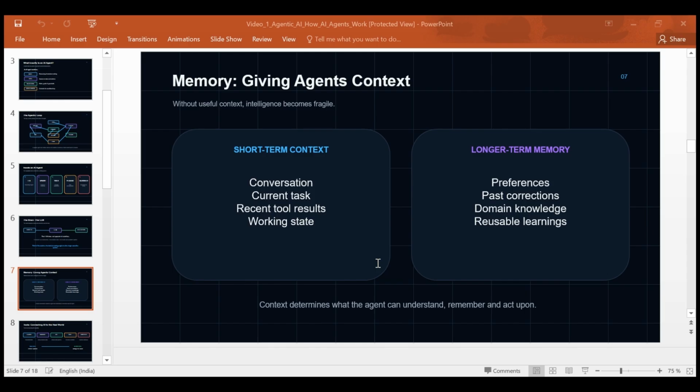Longer-term memory can preserve preferences, corrections, domain knowledge, and other information that should remain useful across sessions. But memory is not simply a storage problem, it is also a retrieval and governance problem. The agent must retrieve the right context at the right moment, respect permissions, and avoid carrying irrelevant or outdated information into a decision. In other words, context is one of the foundations of reliable agent behavior.